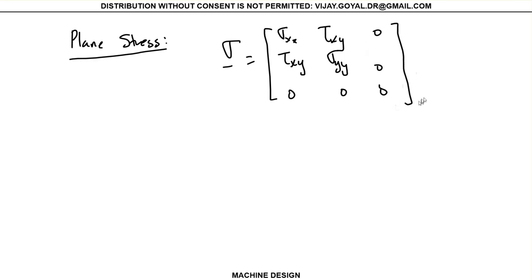So I already told you here, sigma zz is 0, but I told you that ezz cannot be 0. So let's show that. In order to do that, what we're going to do is we're going to use the following equation.